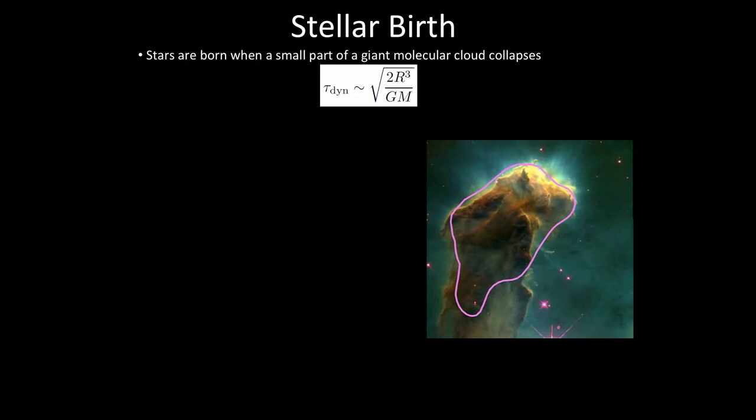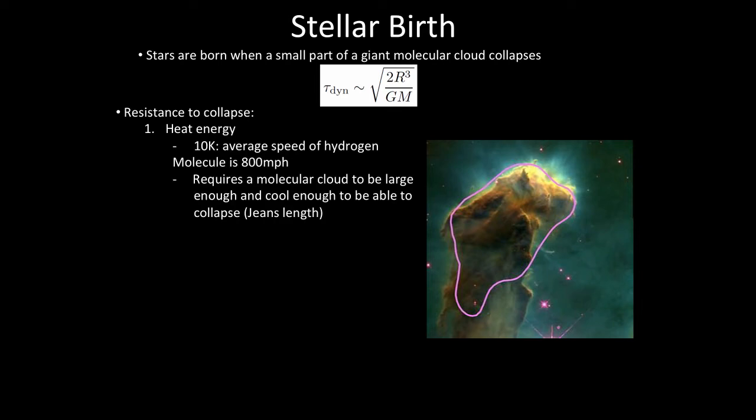Okay, so let's take a section of a giant molecular cloud and ask ourselves, why might it collapse in the first place? Well, to understand that, we have to understand what is keeping it up. Why doesn't it collapse? That's because there are various forces at work that resist the gravitational collapse of such a cloud. The first one is its internal heat energy. Even at a temperature of 10 degrees Kelvin, the average speed of a hydrogen molecule is still around 800 miles per hour. So the cloud has to be big enough and cool enough to be able to collapse.